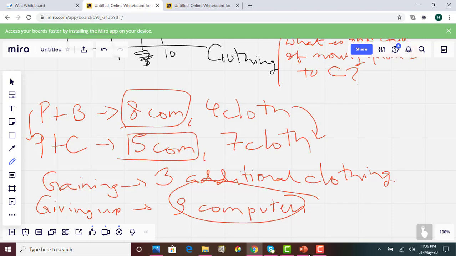Now we are producing more clothes, so resources are limited, so we are directing some of the resources towards clothing. As a result, we are going to be able to produce fewer computers, which means 5 computers we are producing. That means we are giving up 3 computers, and this is our opportunity cost. So the opportunity cost of moving from point B to point C is 3 computers.